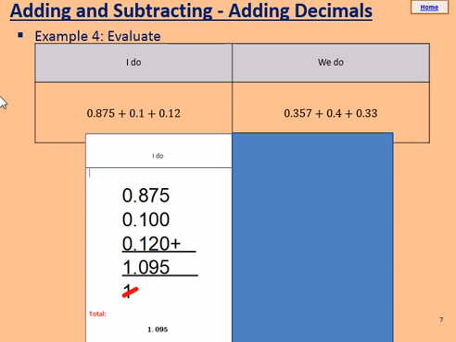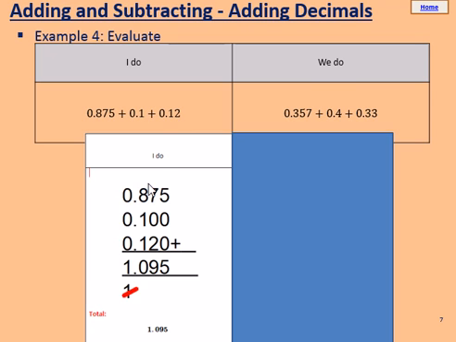Okay, so for the next I do and we do, we have a bit of a different question here, because we've got 0.875 add 0.1 add 0.12. Now remember, importantly, with this 0.1 and this 0.12, place value is very important, because this 1 is in the tenths column, so this 1 belongs in this column here. And remember that this 1 is in the tenths column as well, and this 2 is in the hundredths column.